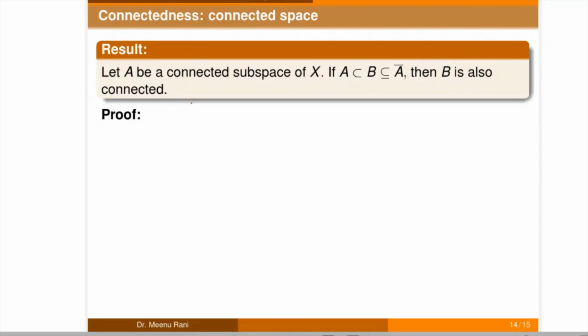Now in this result we have: let A be a connected subspace of X, and if A is a subset of B and B is contained in A closure, then B is also connected. So we will prove this result by the contradiction method. If possible, let us suppose that B is disconnected.